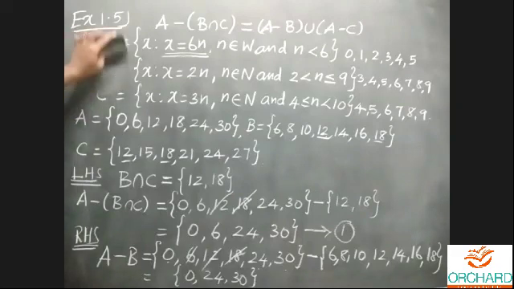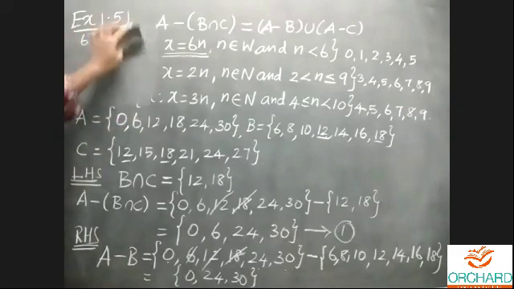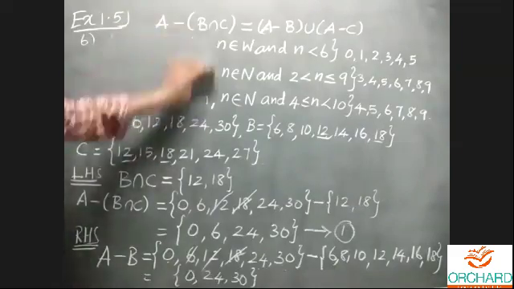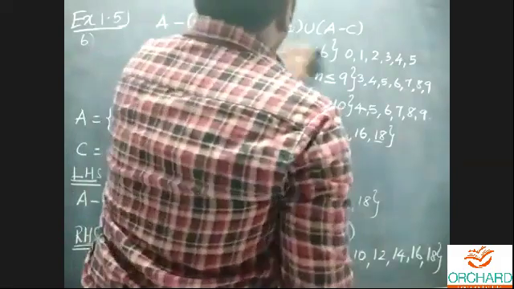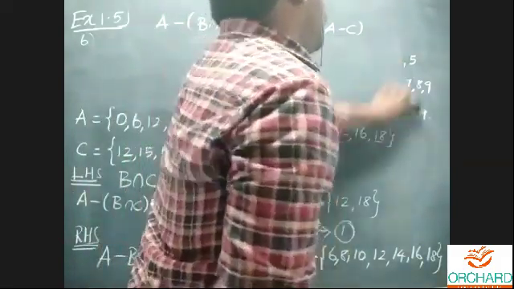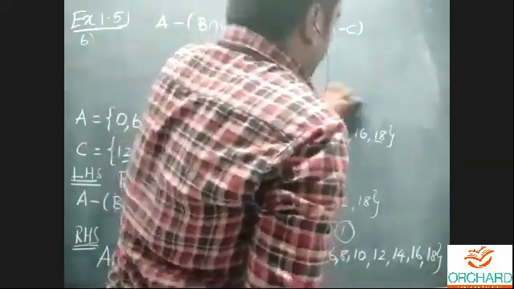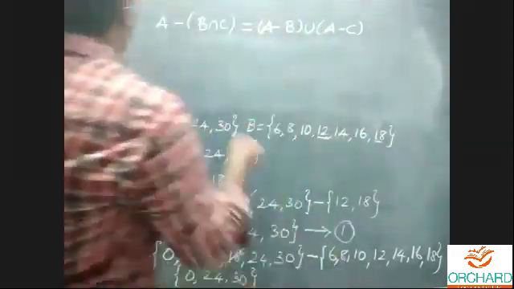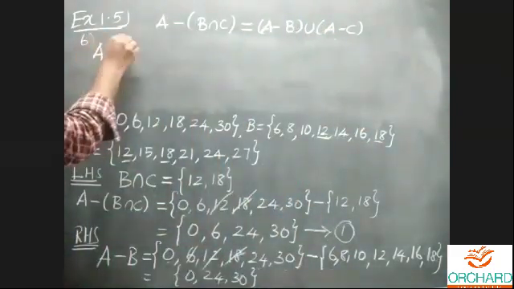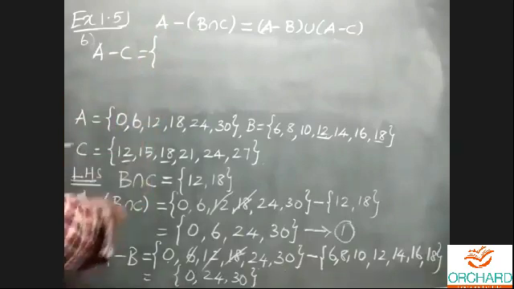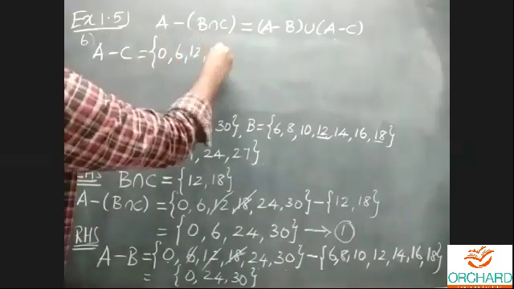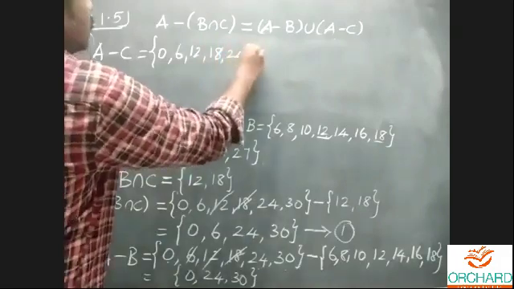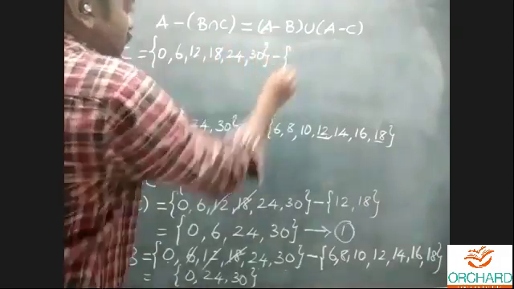Next, A difference C. For my right hand side, A difference C. To write down the elements of A difference C, write down the elements of A first and next the elements of set C. The elements of A are 0, 6, 12, 18, 24, 30. Difference, the elements of set C.